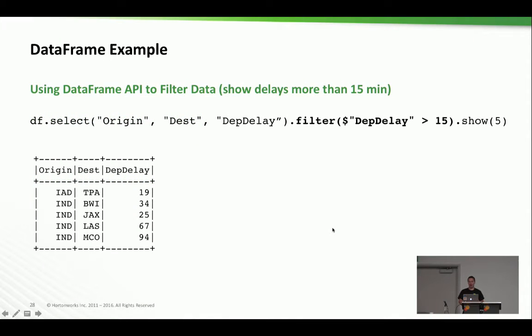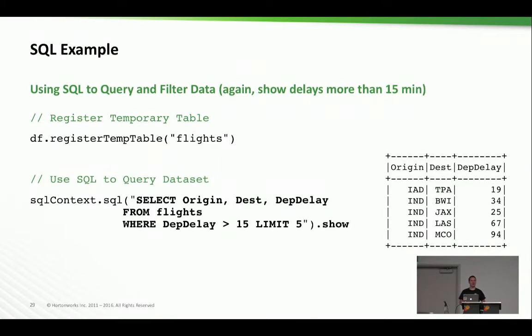The point of this is there are two ways of accessing data. If you're more comfortable with the data frame syntax, you would use the data frame API. If you're more comfortable using SQL to get the same data, you would use SQL. And underneath, you have this Catalyst optimizer, so the speed and execution will be exactly the same.